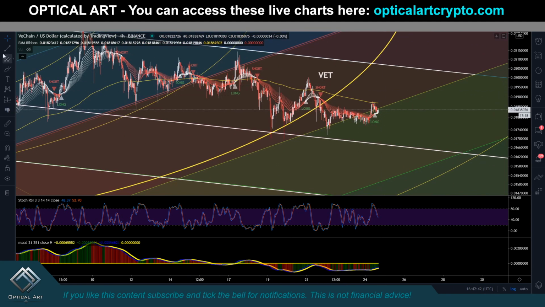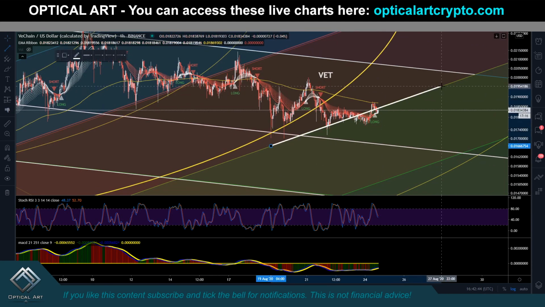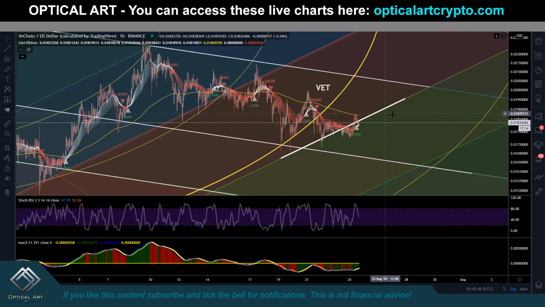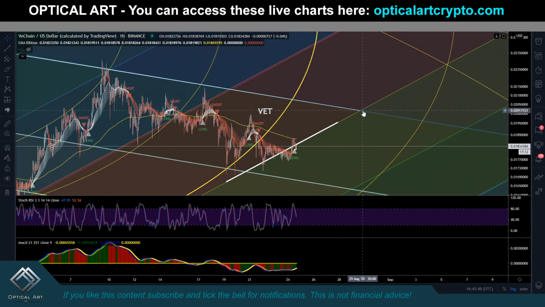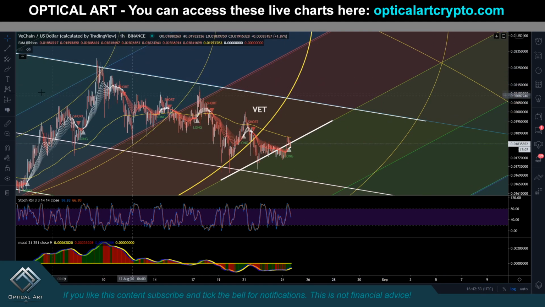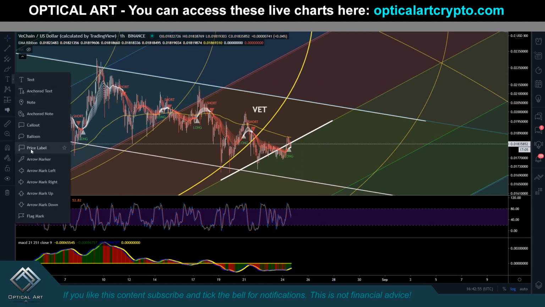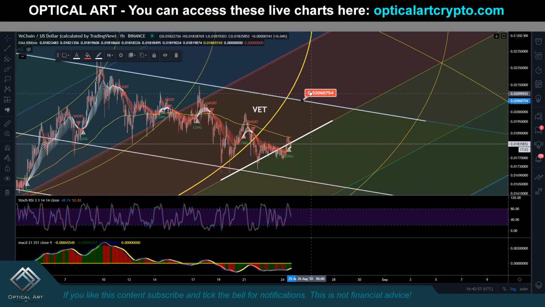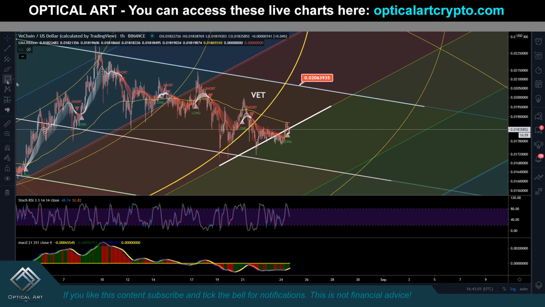And then when we dropped, where did we drop to? Right to this fib channel line, which became support and resistance. So you can see if we push up, this was resistance. We didn't quite make it to it, but your next resistance level above for VET is going to be right up here around 0.020, your support level.